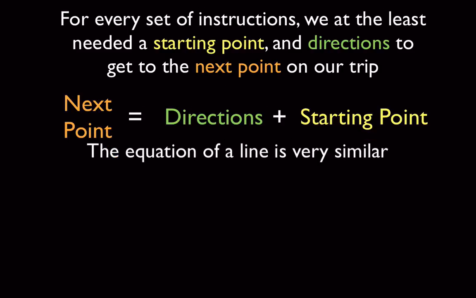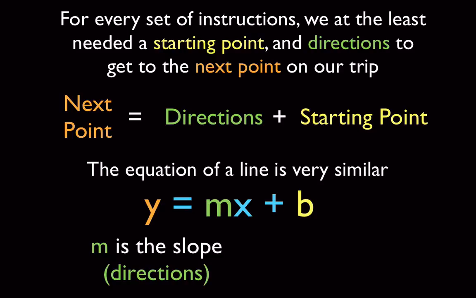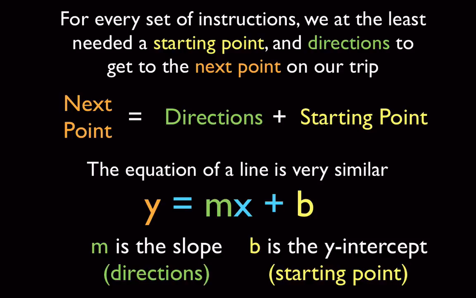So let's look at the formula y equals mx plus b. Instead of our next point, what we really have is the y value. Our directions are really our m, which is our slope, and our starting point is our b, which is the y-intercept. Using that information, when I go to graph, the first thing I should do is put my starting point, and then my slope will tell me my directions.